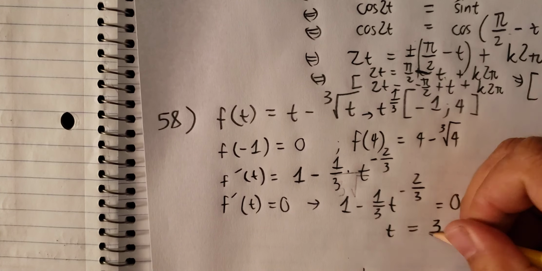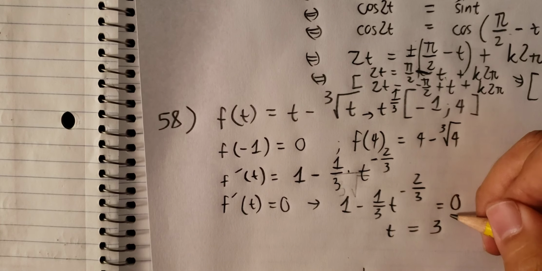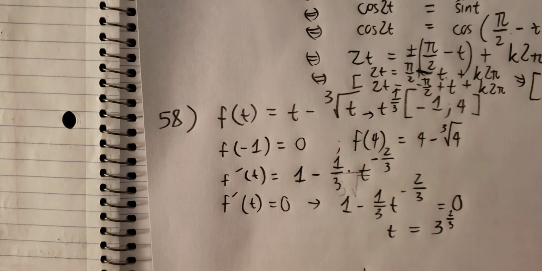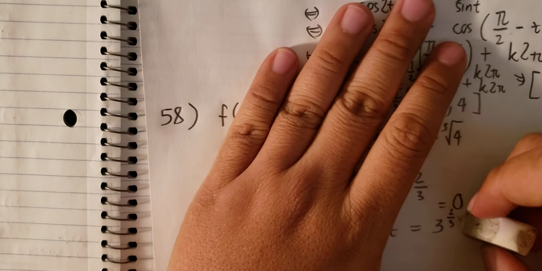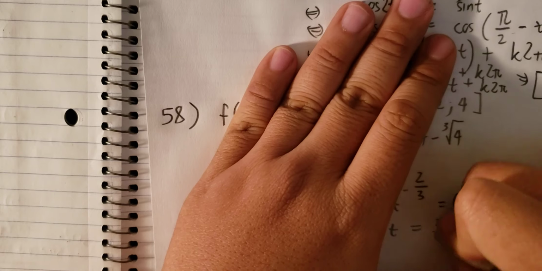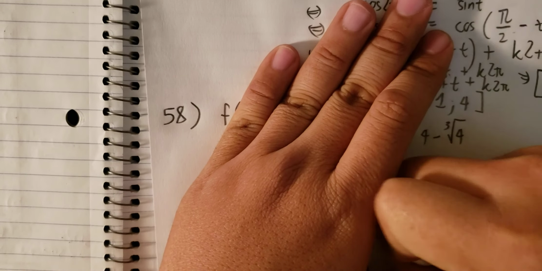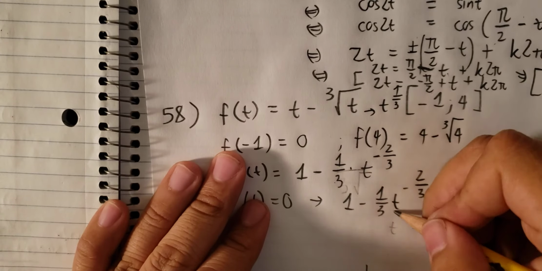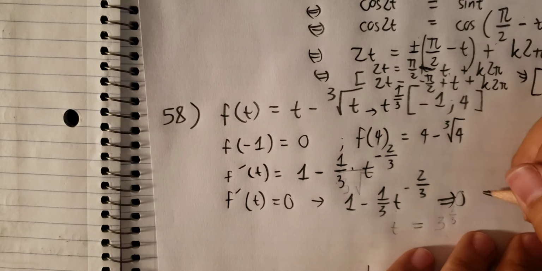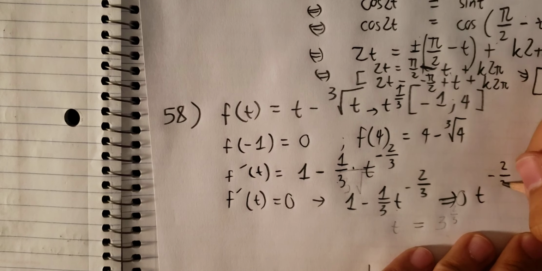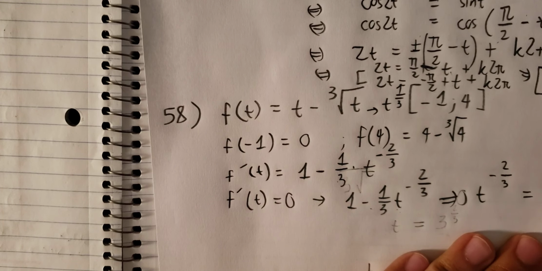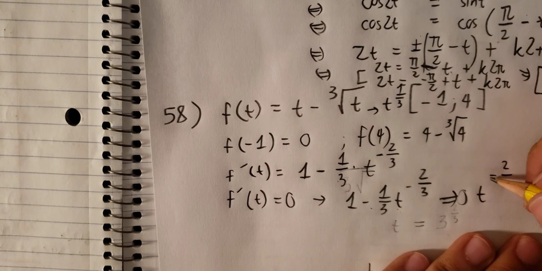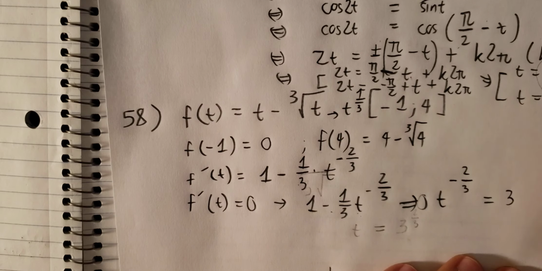That's about 3 and 2 over 3. Oh no. Let's do it step by step. This one will become the number 3. So you get t to the power minus 2 over 3 equal to 3, so that you will get 1 minus 1. Here we have t to the power minus 2 over 3 equal to 3.